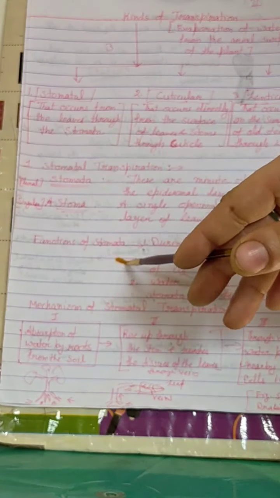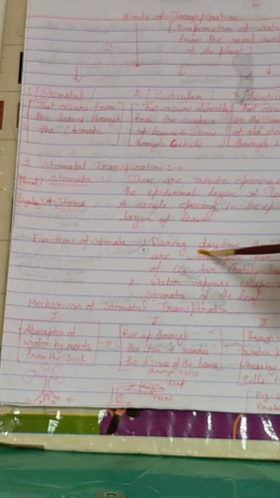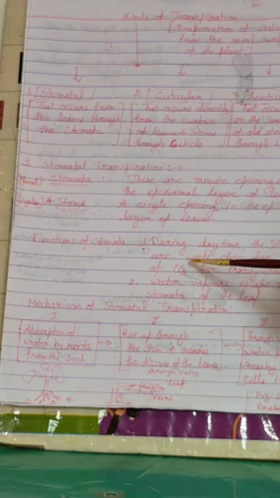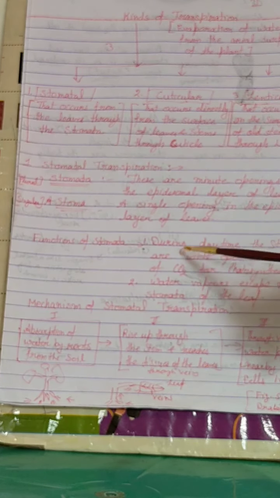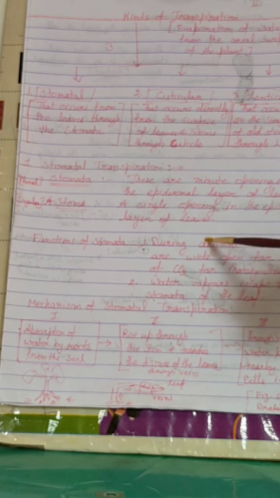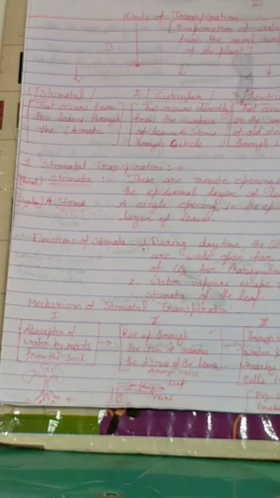So what is the function of these stomata? During the daytime stomata are wide open, and remain wide open for what? For the exchange of gases, that is carbon dioxide and oxygen, for the process of photosynthesis. Intake of carbon dioxide and removal of oxygen occurs through them. And the second function is that water vapors escape through the stomata of the leaf.